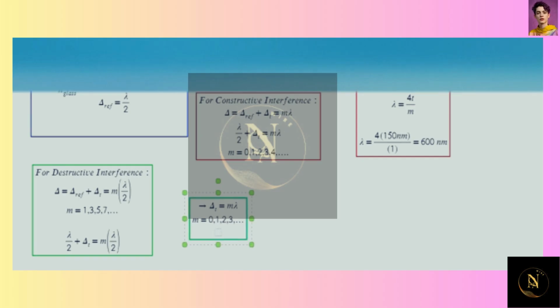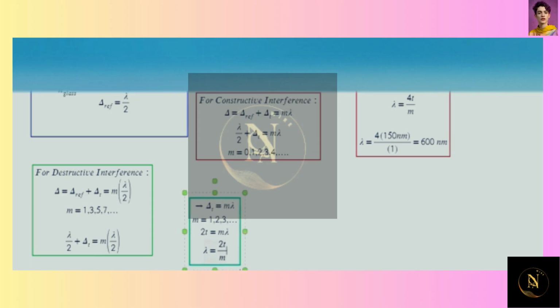So again, delta t is equal to 2t, and this is going to be equal to m lambda. So we're going to get destructive interference here. Let's go ahead and solve for lambda. Lambda is 2t over m. So here we see that m cannot be equal to 0 because otherwise we would get lambda approaching infinity. So let's go ahead and erase that.